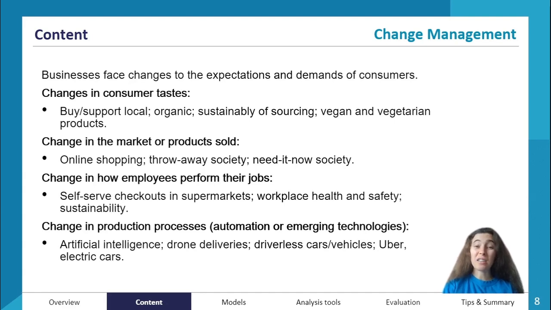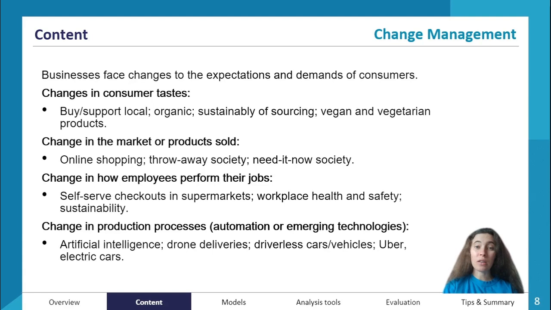And again, sustainability and things like that as well. And lastly, the way that things are produced because of technology and automation, those things have changed a lot and businesses have needed to change accordingly. So, of course, we've got artificial intelligence is a big thing now. Other things that are sort of still developing or we might see more in the future, things like drone deliveries, driverless vehicles, we've got things like electric cars and Uber and those sorts of things as well.